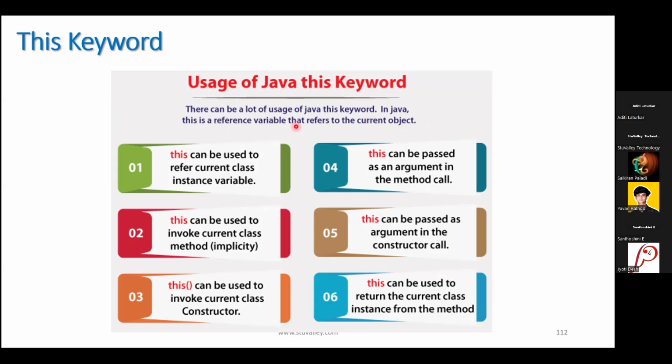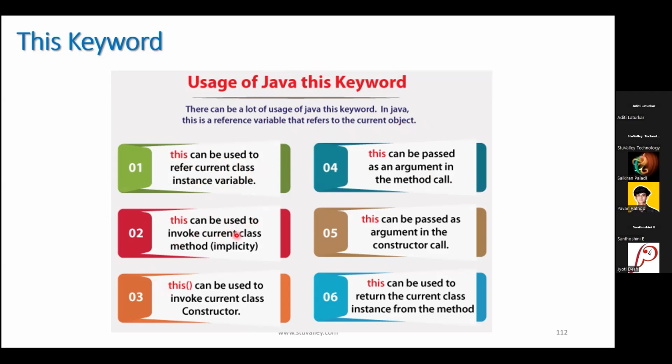This is a reference variable and it always refers to the current object. So we use this keyword multiple times and mostly in the constructors. In the constructor we use this keyword. This can be used to refer to the current class's instance variables. It always refers to the current object.